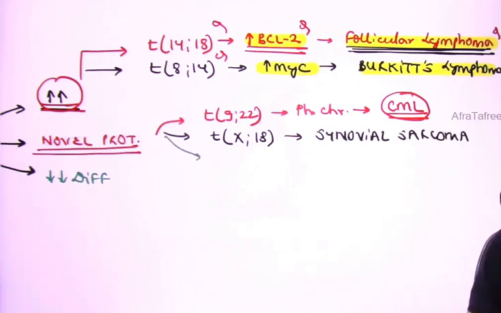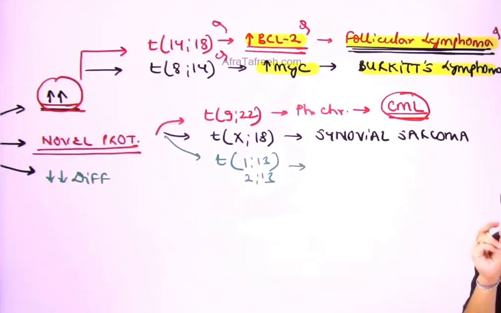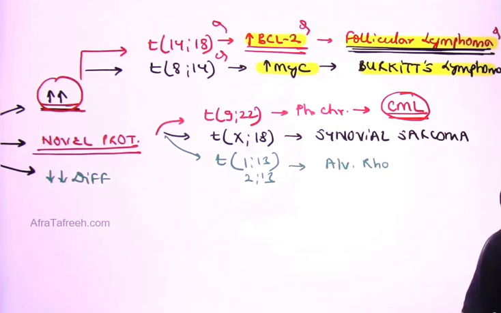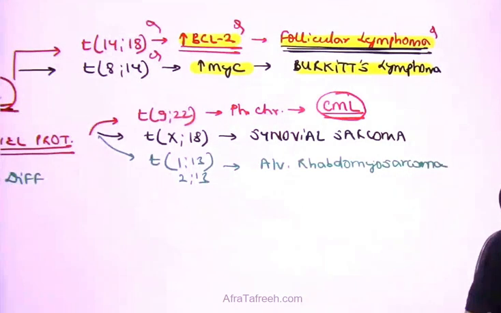Example number three that I would want you to be familiar with is associated with translocation 1;13 or translocation 2;13, in which you are going to be having the involvement of the FOXO gene and the PAX gene. So that is what is going to be associated with development of a tumor which is given the name of alveolar rhabdomyosarcoma.